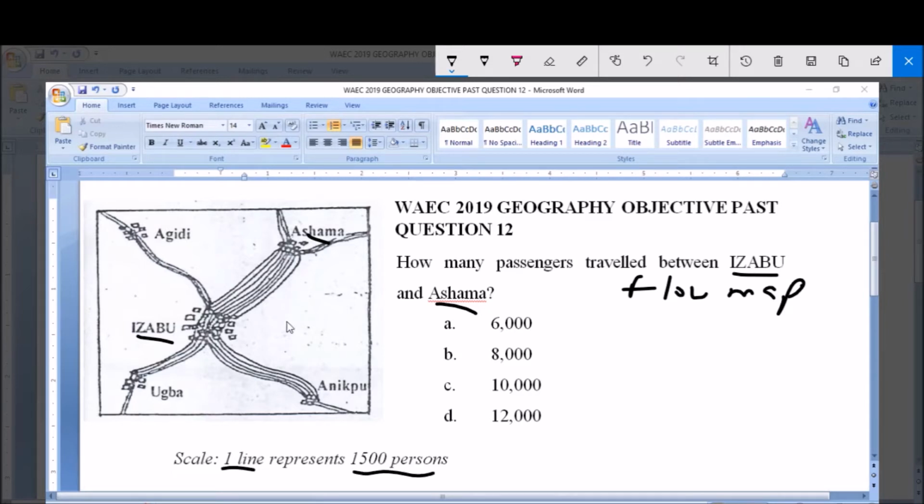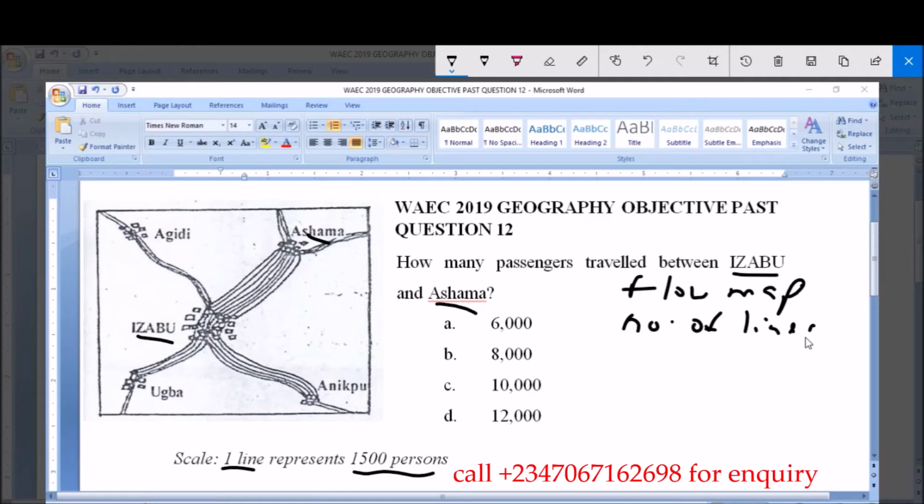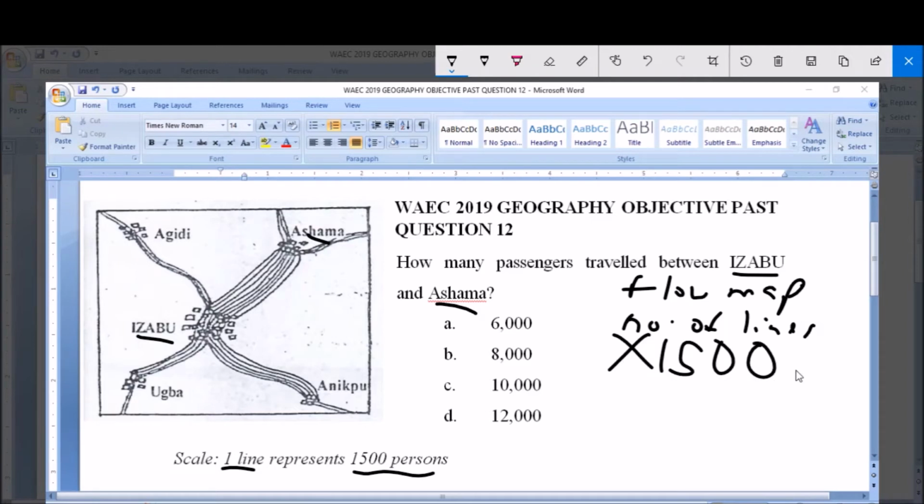So in order to find the number of passengers that traveled between these two towns, all we need to do is count the lines here, and whatever we get, we multiply the number of lines by 1,500. So the number of lines between Izabu and Ashama here are 8 in number. So you have 1, 2, 3, 4, 5, 6, 7, 8.